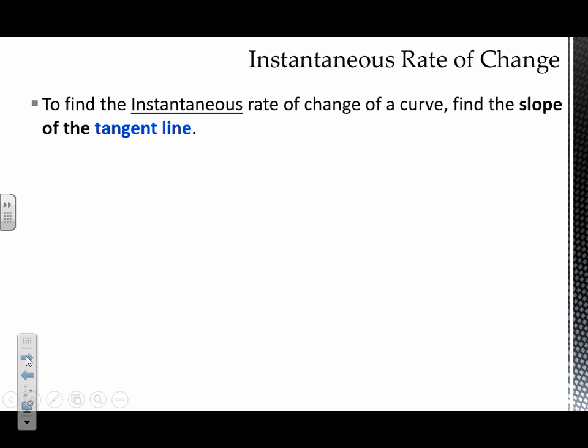Okay, so the derivative is the instantaneous rate of change, which is represented by the slope of the tangent line at that point. Okay, so I'm going to draw you a nice little picture here. I'm going to put up a curve with a line going through it, hitting it twice.